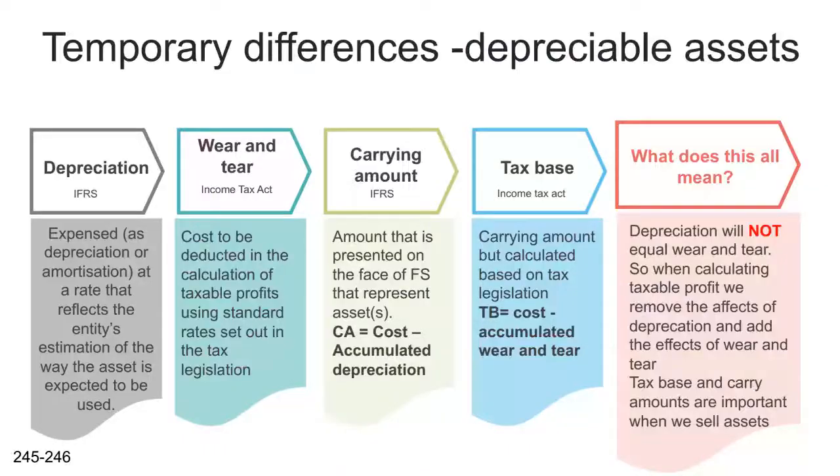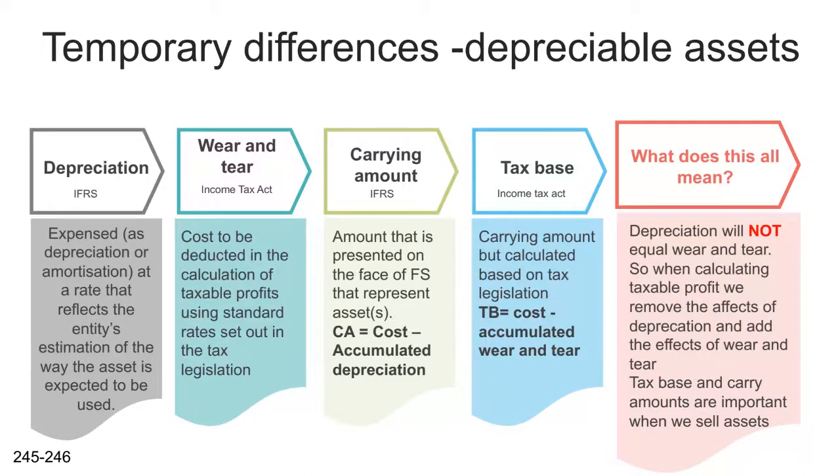Okay, we just want to look at a few terms, guys. So from the accounting perspective, depreciation is basically the expensing of an asset, right? And it's generally the expensing of an asset in the way in which we use it, right? Then wear and tear. Wear and tear is depreciation for tax purposes, but going forward, we're not going to call it that. We're going to call it wear and tear. And basically, wear and tear is determined on the standard rates which the taxman has come up with, and it's not related to the way in which we use the asset.